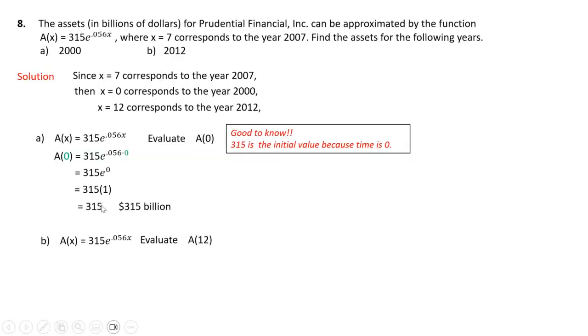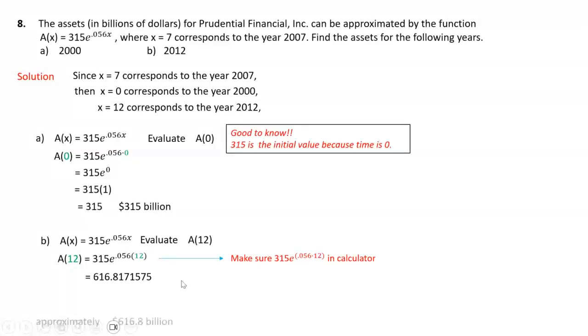We're going to evaluate A of 12. We plug in 12 for the x's. We use a calculator. We get 616.8171575. Round it off, say, to one decimal place. So it's going to be approximately $616.8 billion. That's how we use these types of functions.